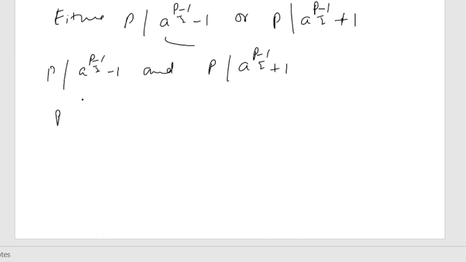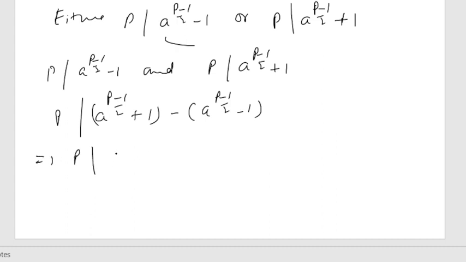So p divides the difference of these two numbers, that is, a to the power (p minus 1) divided by 2 plus 1, minus a to the power (p minus 1) divided by 2 minus 1. This implies p divides 2. That means we are saying that p divides 2.